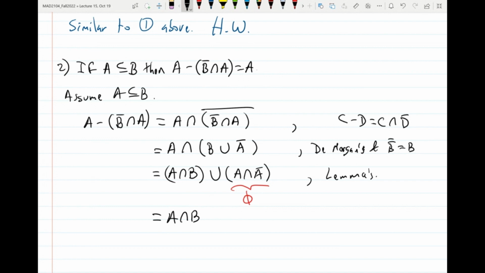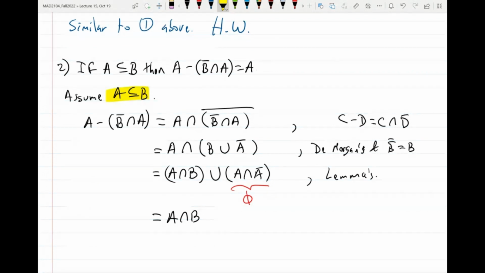Now we don't want this. We want to say A. Now this is not always equal to A, right? So here we need to think about our special assumption. What's our special assumption? That A is a subset of B. So if A is a subset of B, does that follow then that A intersection B is the same thing as A?